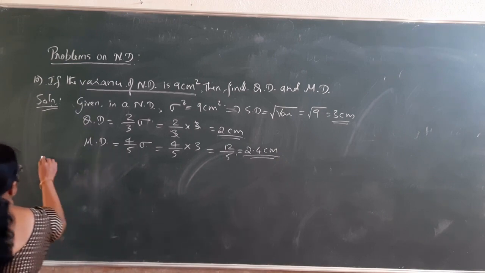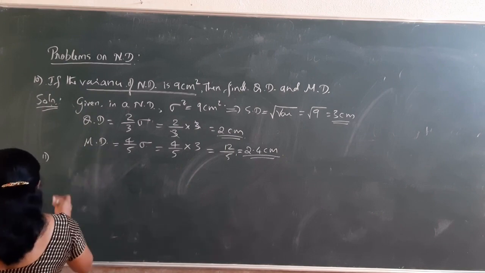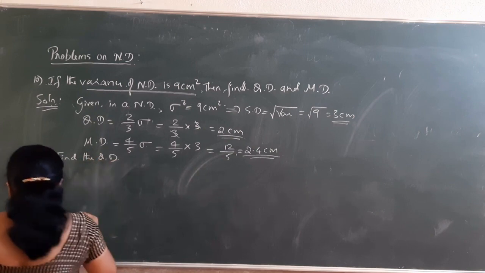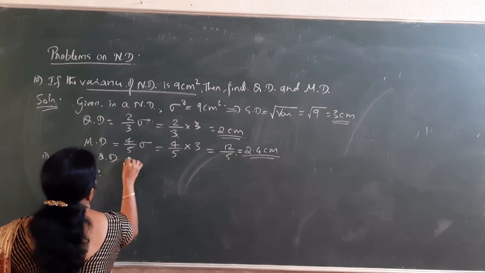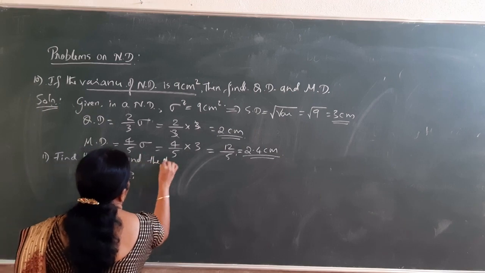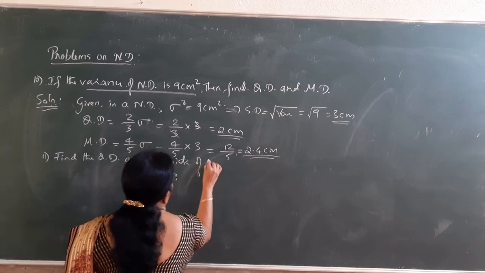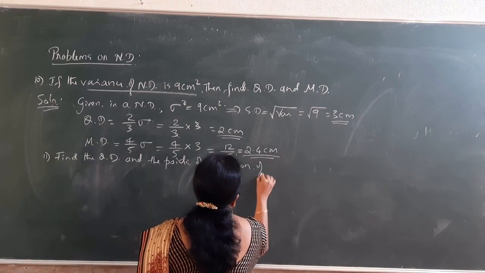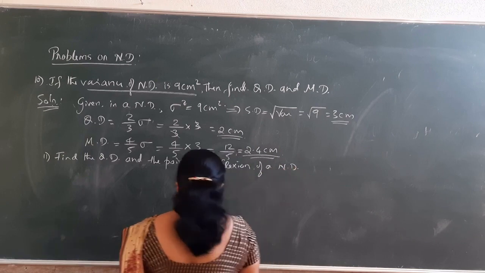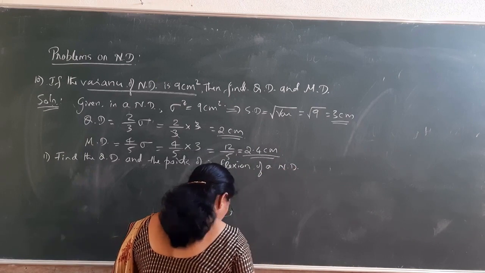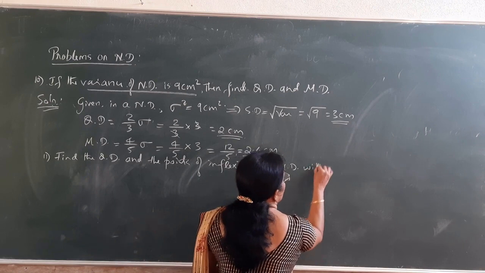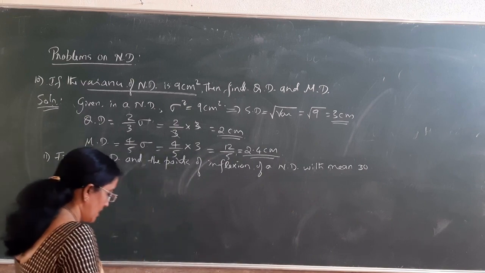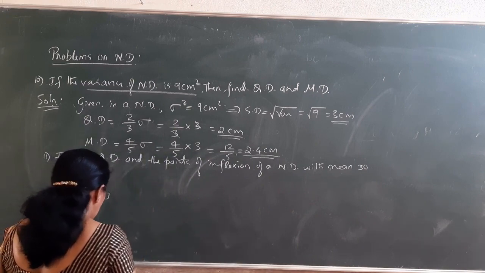Next, find the quartile deviation and the points of inflection of a normal distribution with the mean 30 and standard deviation 6.